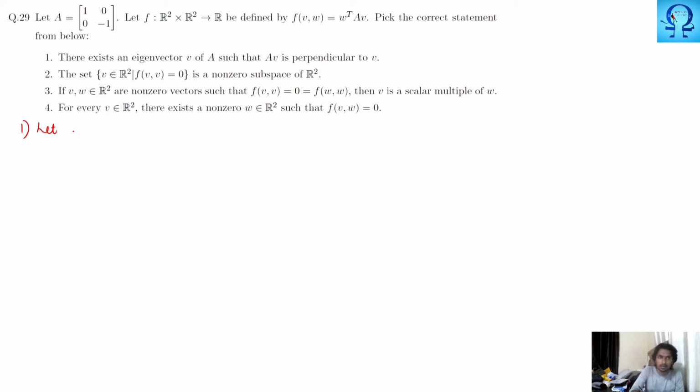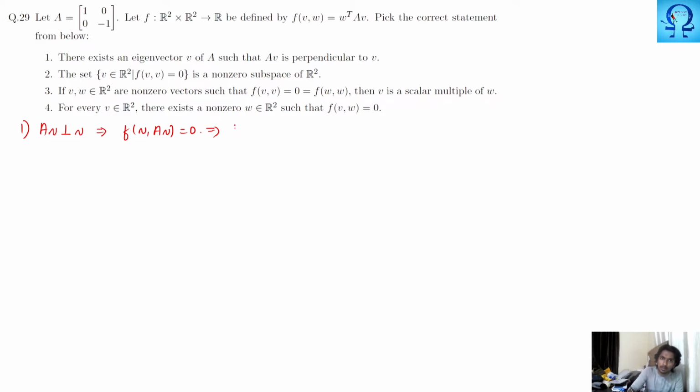Let V be an eigenvector, all this stuff, whatever is given in it. Let us say it is holding true. They have said that AV is perpendicular to V. If this is so, then what happens? F of V comma AV is 0. How is it defined? I am just applying the proper definition of perpendicularity, right? So the inner product, the map of these two, has to be equal to 0.